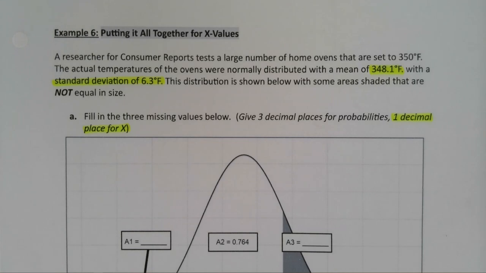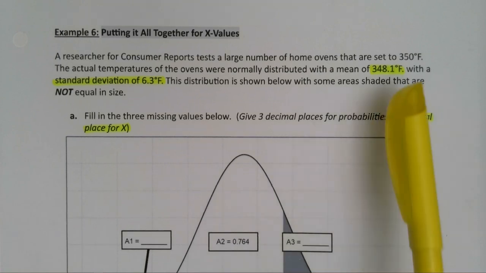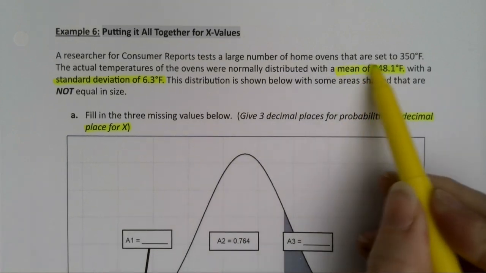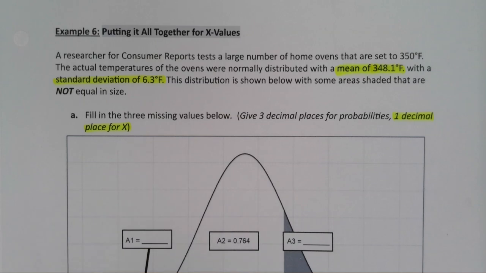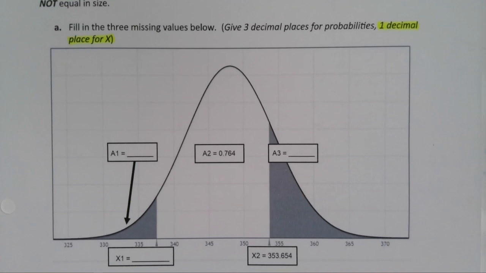So now we want to put together everything we've learned for an application problem. A researcher for Consumer Reports tests a large number of home ovens that are set to 350 degrees Fahrenheit. The actual temperatures of the ovens were normally distributed with a mean of 348.1 degrees Fahrenheit and a standard deviation of 6.3 degrees Fahrenheit. This distribution is shown below, and the areas are not equal in size, right? You can't use symmetry for this.